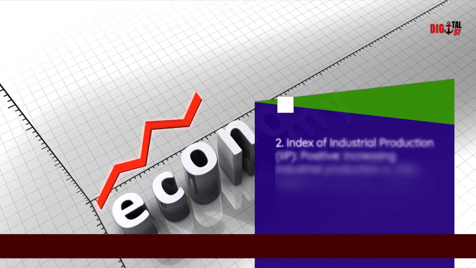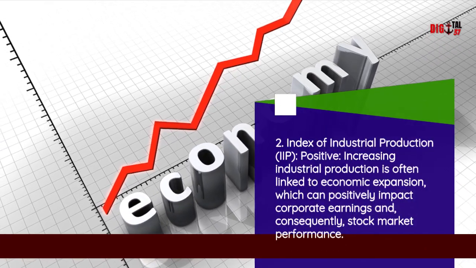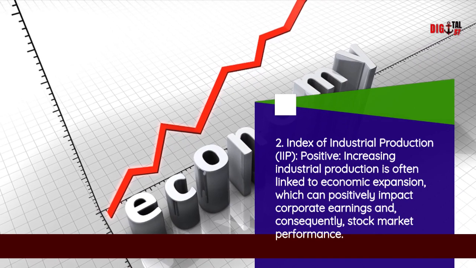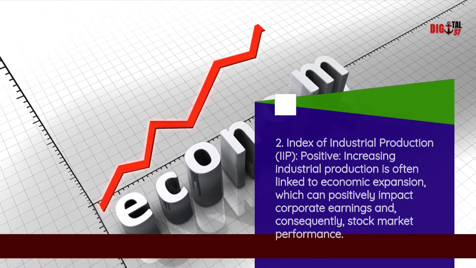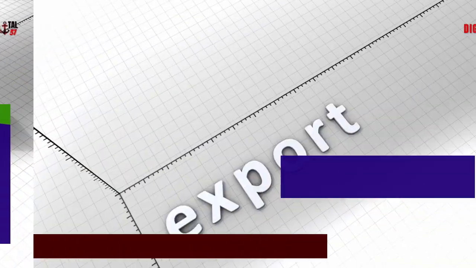2. Index of Industrial Production, IIP: positive. Increasing industrial production is often linked to economic expansion, which can positively impact corporate earnings and, consequently, stock market performance.